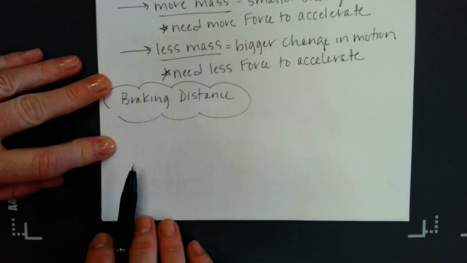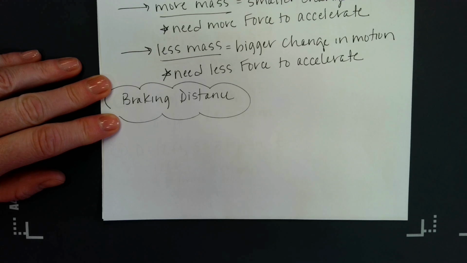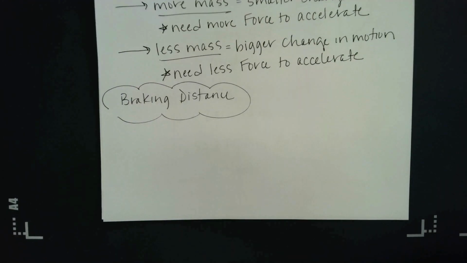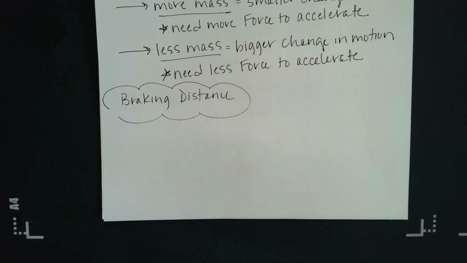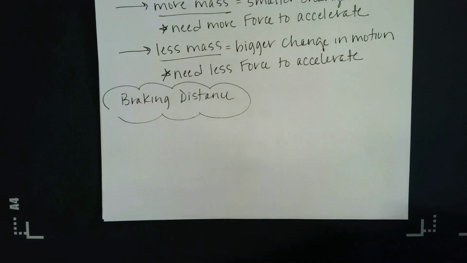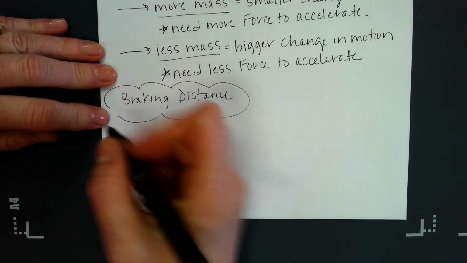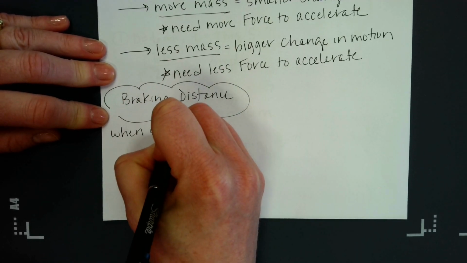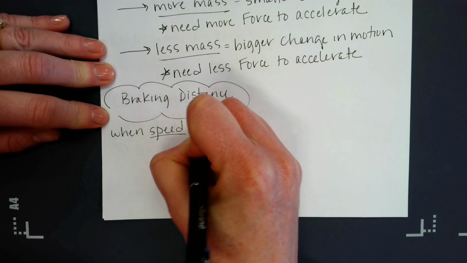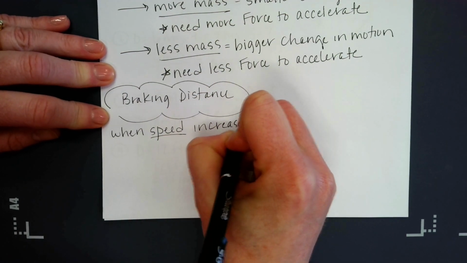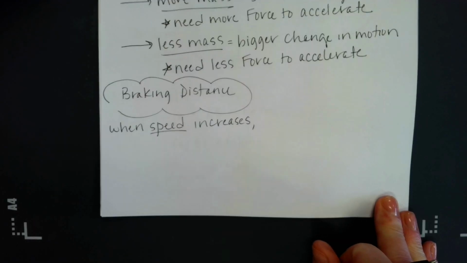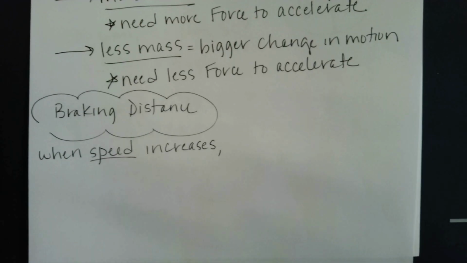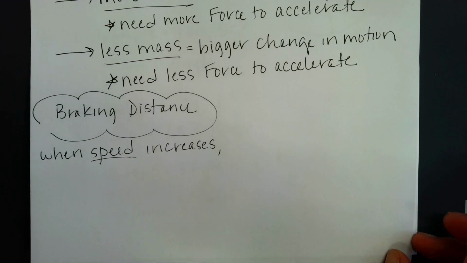Okay, we're going to take a few notes on braking distance and sum up what we found out with our lab yesterday. All right, so for part A, the first variable we looked at was speed, right? Okay, so when speed increases, what happens to your braking distance? What did your data tell you in part A?